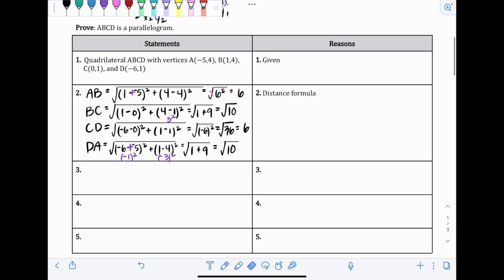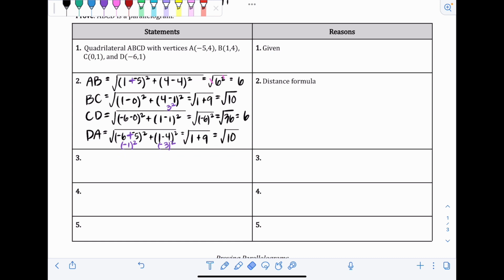Okay, and then moving down to 3, we want to start to set up to be able to say that these lines are congruent. These are just distances. The way that they're written for 2 is they're just distances. Like the distance between A and B is 6, B to C is root 10, and so on. So now we can start to pair up the distances between each of the points. So from A to B is 6, and from C to D is also 6. So we can say that the distance between A and B is equal to the distance between C and D because those are both 6.